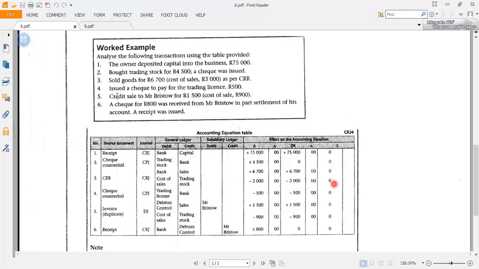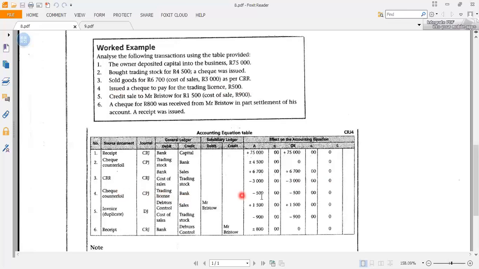Let's look at the fourth one. You issued a check to pay for the trading license, 500. Immediately, issuing a check is the cash payments journal. Always for CPJ, it is going to be the check counterfoil. CPJ, trading license, learners. You debit trading license, you credit bank. Always credit the bank in the CPJ and you debit the other.